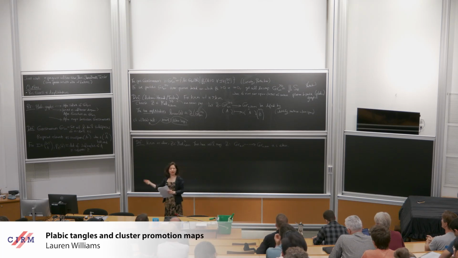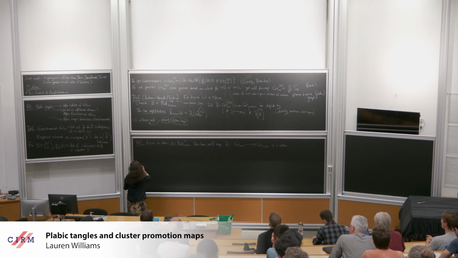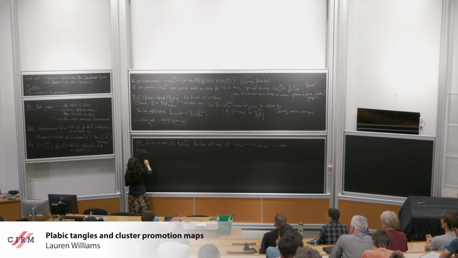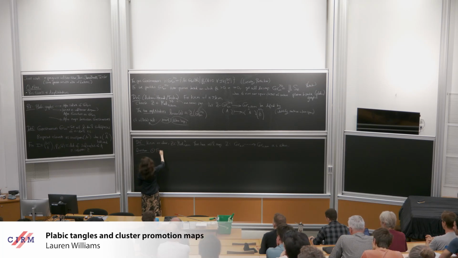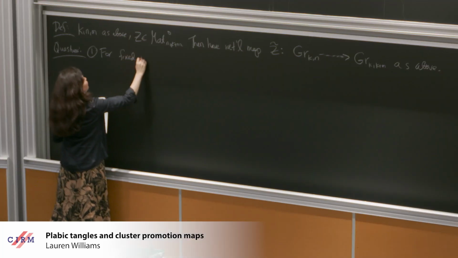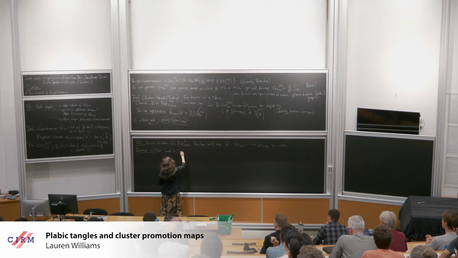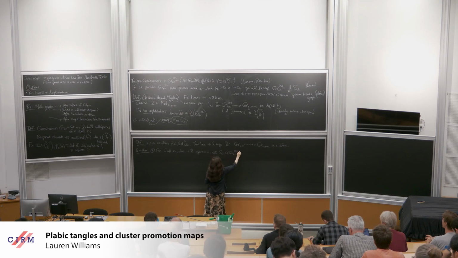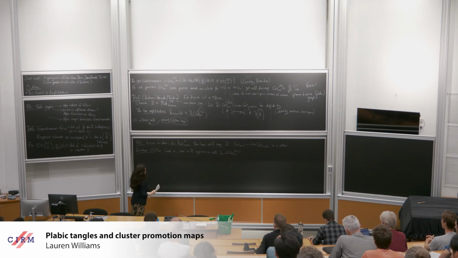Okay, so let me write down some questions that one can ask, which were motivated by the questions from scattering amplitudes. So for fixed positive m, when is Z tilde injective on a cell of the positive Grassmannian? And why might we care about this?